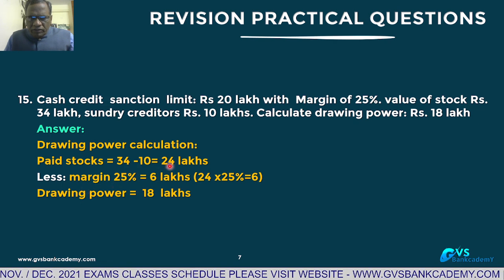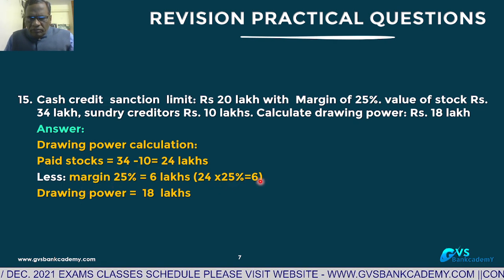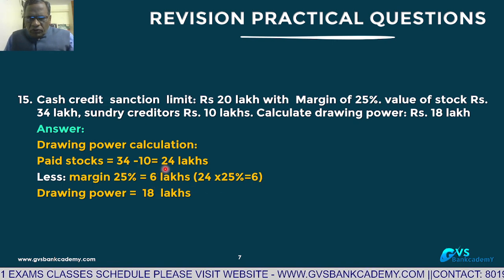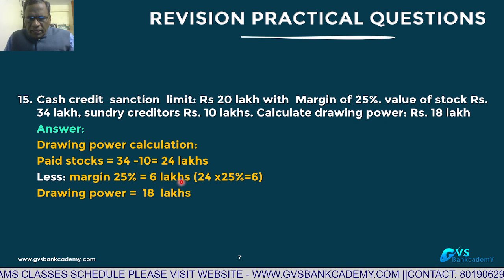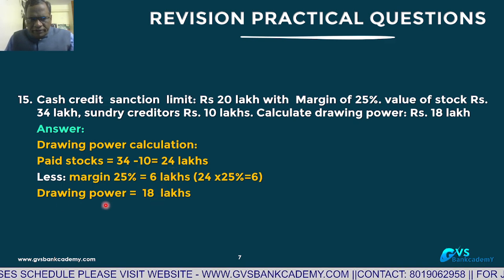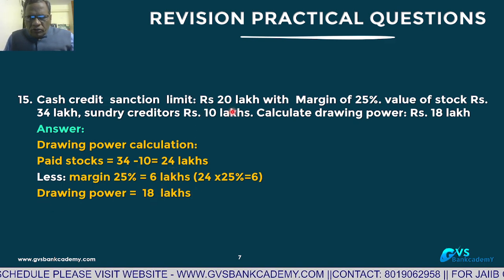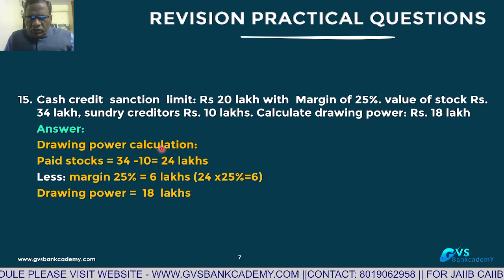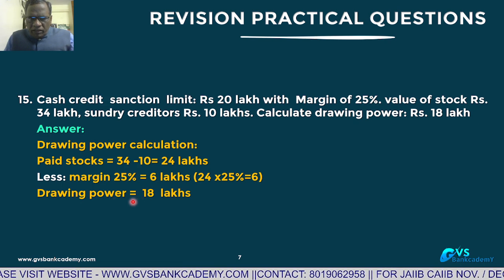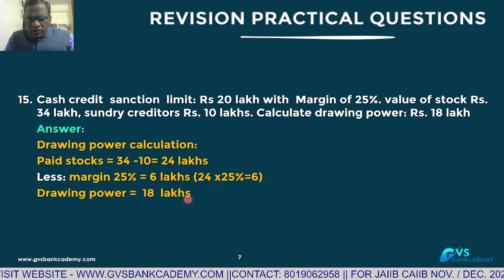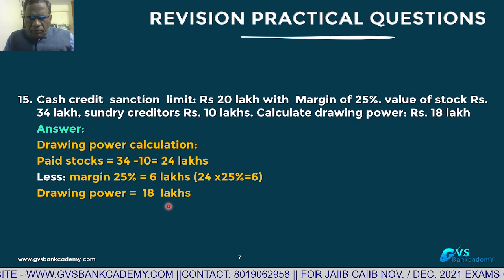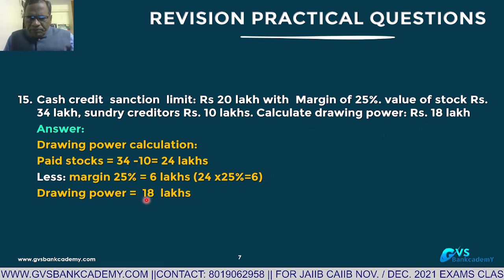Margin 25%: 24 lakhs into 25%. Margin is 6 lakhs. Total paid stocks 24 lakhs, less margin 6 lakhs, drawing power is 18 lakhs. Sanction limit is 20 lakhs, drawing power is 18 lakhs. So as per the stock statement, the branch can allow maximum withdrawal of 18 lakhs only, even though the sanction limit is 20 lakhs. Available DP as per the stock statement is 18 lakhs.